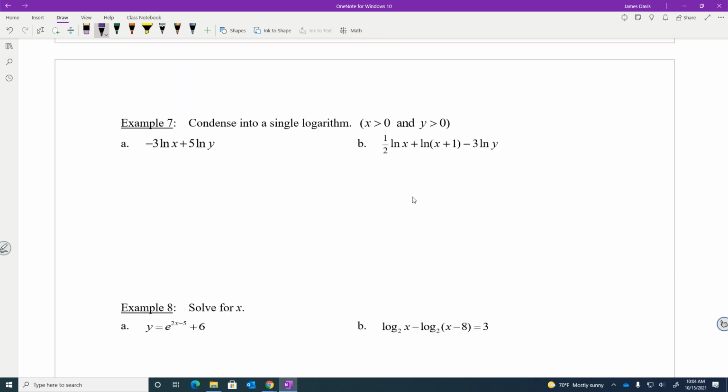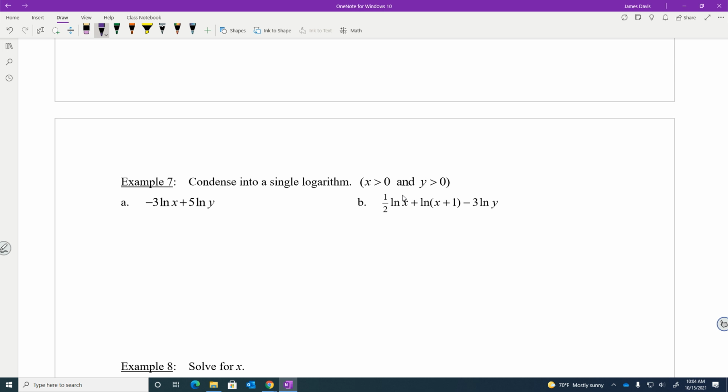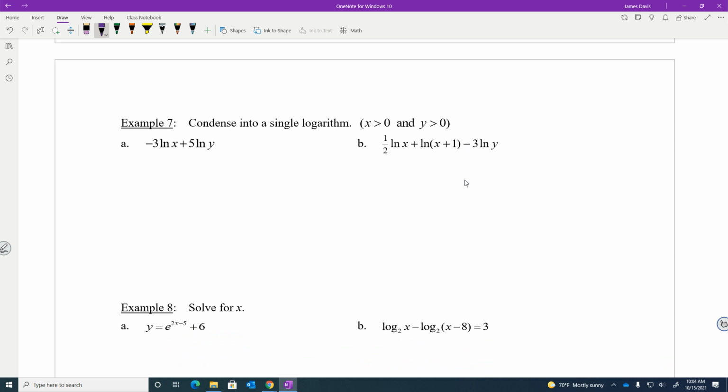And these next few, we're supposed to condense these into a single logarithm. So let's see if we can do that. The first thing you want to do is take these numbers in front and do the opposite of the rule we just used and put them up there as powers. So those go up in the top. So that becomes the natural log of x to the negative 3 plus the natural log of y to the 5th.